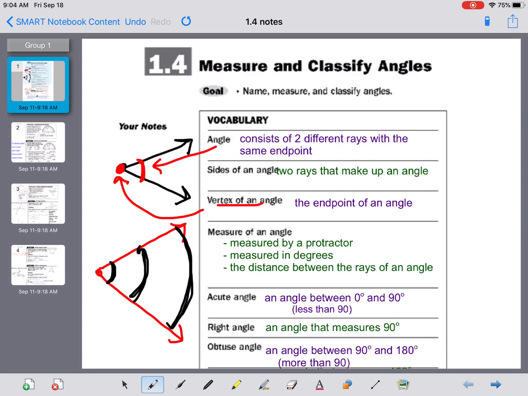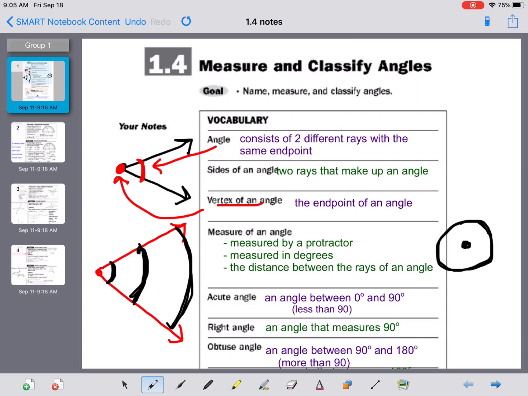It says the distance between the rays of an angle, but it's measured in degrees. Well, keep reminding yourself that if you have a circle, all the way around is 360 degrees, okay? So this is just a portion of that 360 degrees. It's asking you kind of like how much of the circle are you looking at? It's got to be less than 360, right? Okay, and then I ask you the question, where do you set your protractor?